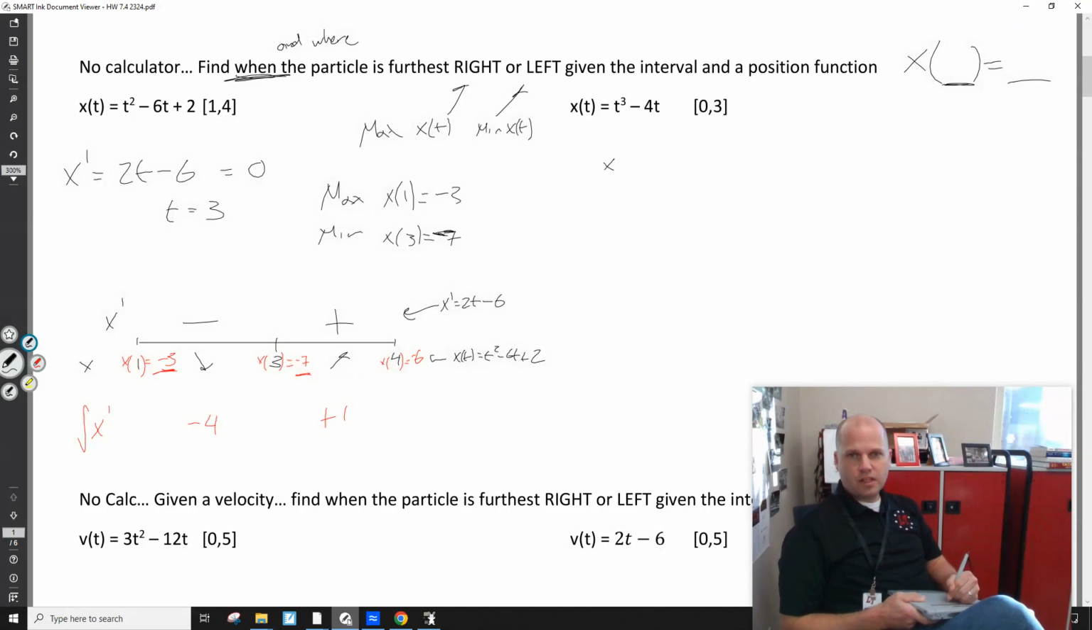Same thing here. Let's take the derivative and do a full sign analysis of my derivative.